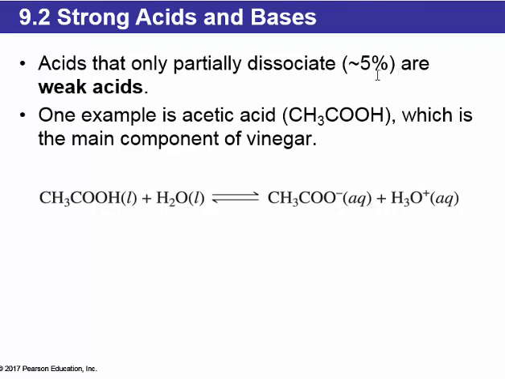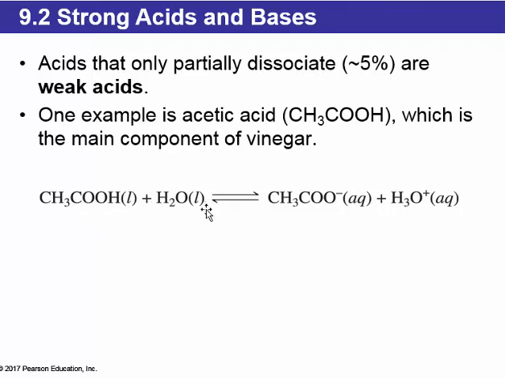So that means only about 5% of the molecules actually break apart into the ions. Sometimes this dissociation is referred to as ionization because ions form. So an example of a weak acid is acetic acid, which is the main component of vinegar. We know it has a characteristic taste and smell. So acetic acid is a carboxylic acid. When we see this COOH in a formula, we know that that signifies a carboxylic acid.